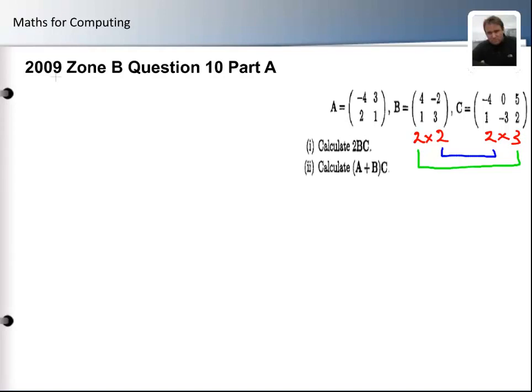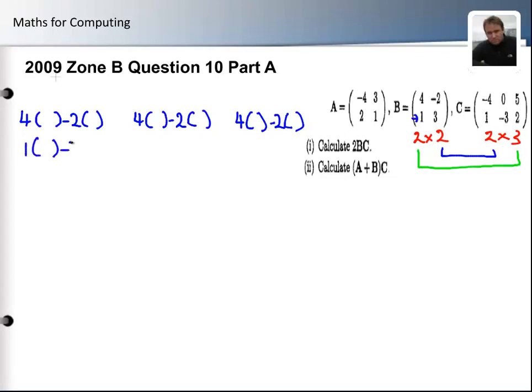The top row will look like this: 4, leave a space for something from C, minus 2, again leave a space for something from C. We're going to replicate that 3 times, because there are 3 columns. We do the same thing for the bottom row, which is 1 and 3. So 1, minus 1, plus 3 times 1, and again we replicate that 3 times.